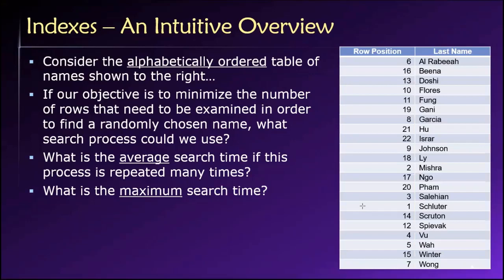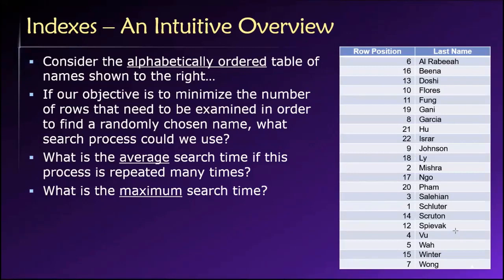Now, if we have this alphabetically ordered table of names, and again, we have this task of wanting to find any randomly chosen name as quickly as possible, that is, with the fewest search operations possible, what is a reasonable strategy? Let me put it differently. Where should I look first? We would look in the middle rather than starting at the top and saying, is this the name I'm looking for? Is this the name I'm looking for? And so on. If I know that these names are all alphabetically ordered, the best place for me to look for any randomly chosen name is the middle.